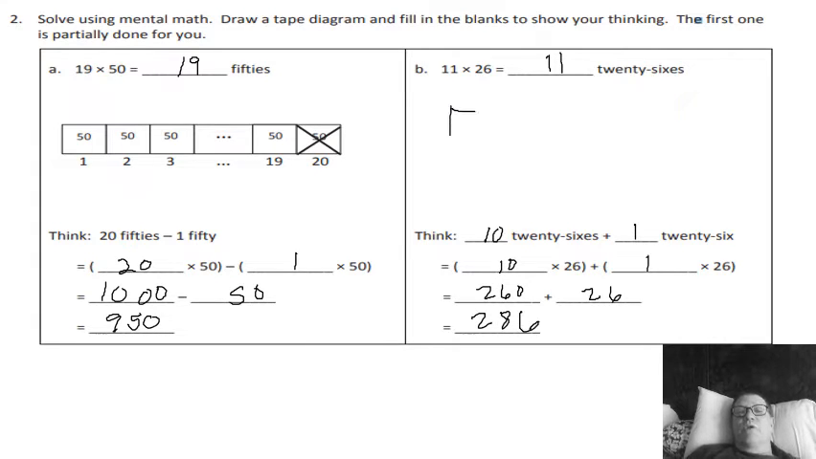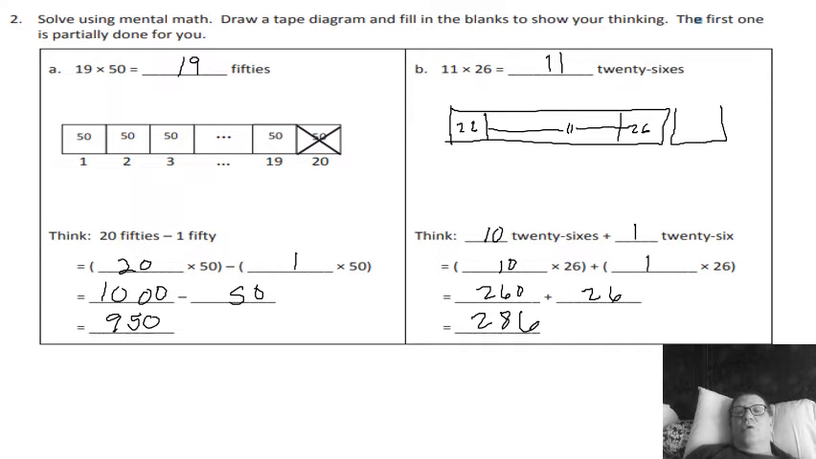Now the tape diagram would be like so. And the way I like to draw them, no tape diagrams are really wrong. It says 11 26s. So I know this is a 26. This is a 26. And there's 11 of them. And I know I want to add one more 26 to it.